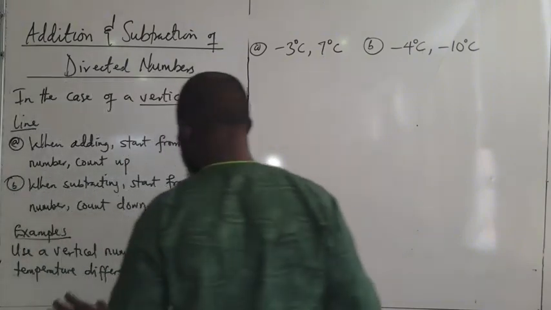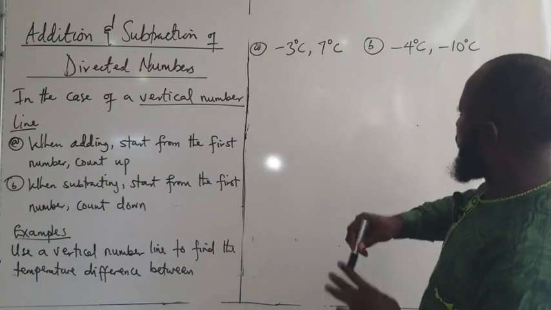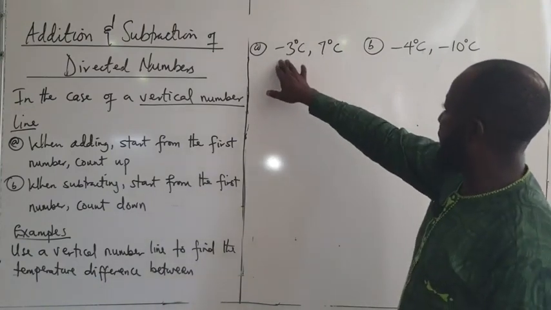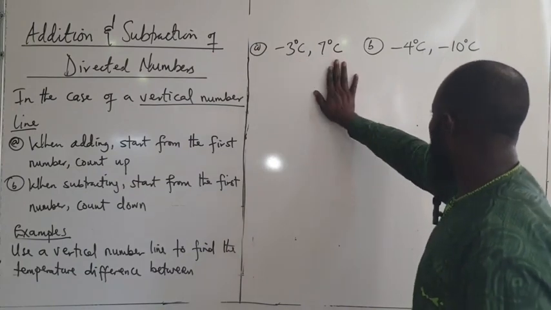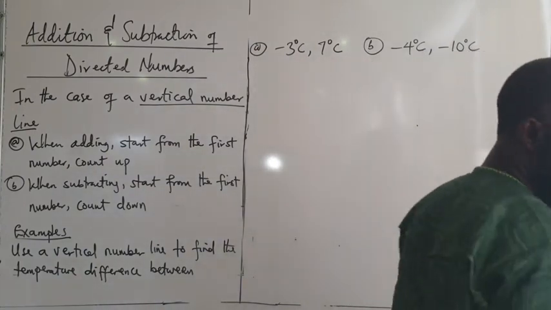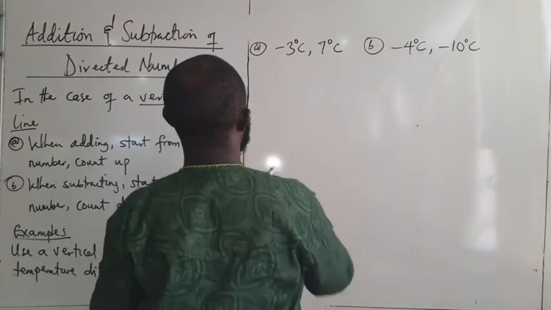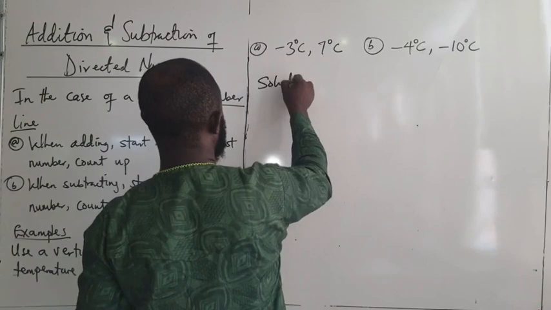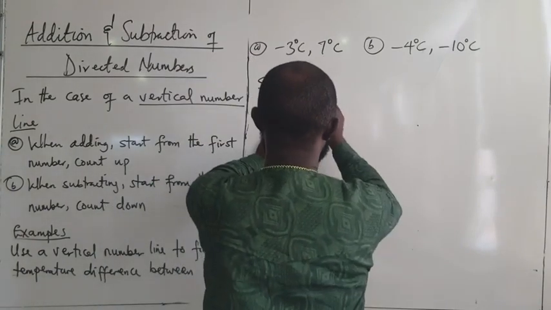Use a vertical number line to find the temperature difference between these. Look at the difference between negative 3 degrees Celsius and 7 degrees Celsius. The first thing is we draw a vertical number line for this. So, solutions now. We draw this.